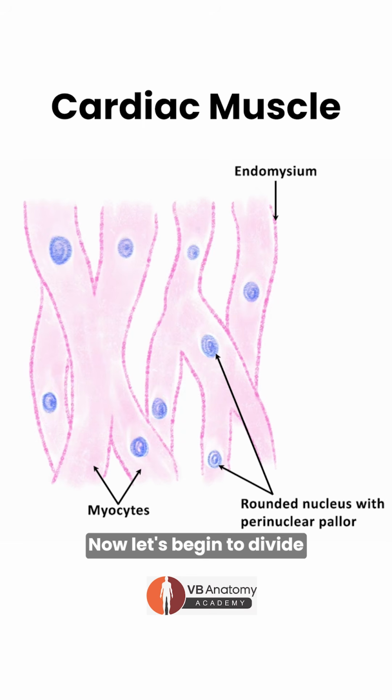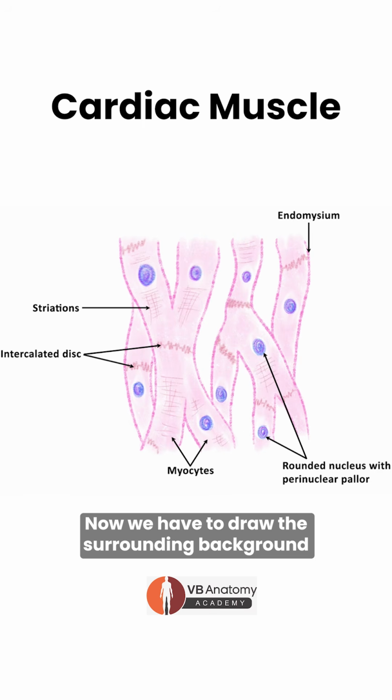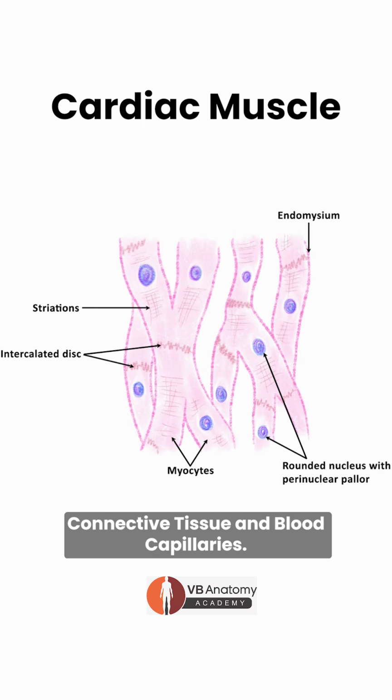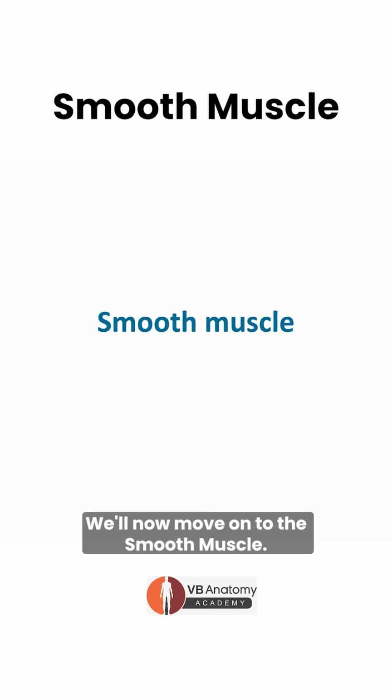Now let's begin to divide that into individual cells. For this you have to draw these lines which are called intercalated discs. Now we have to draw the surrounding background connective tissue and blood capillaries. Draw them.